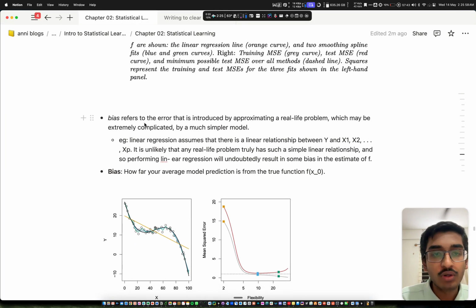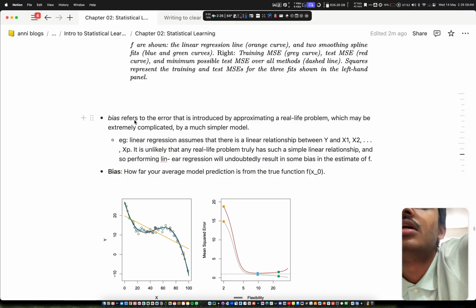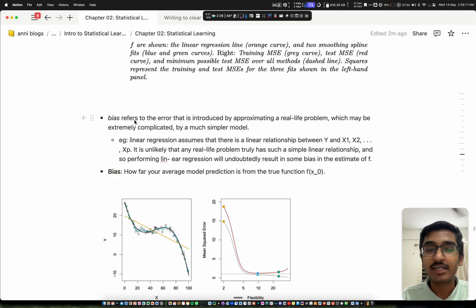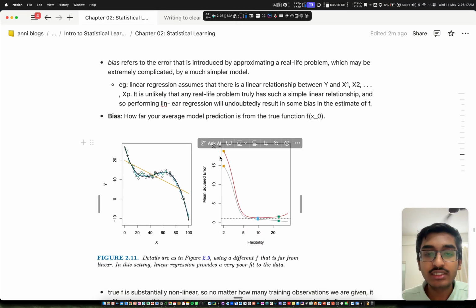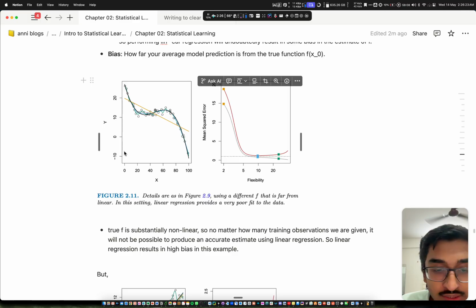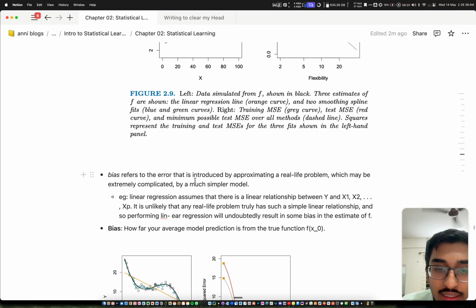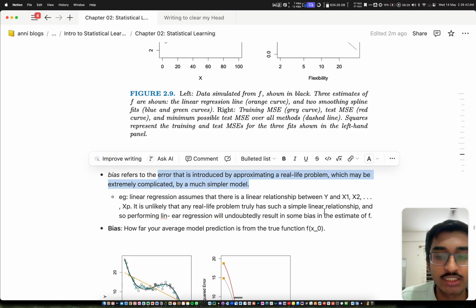So that's variance. Now, what is bias? Bias is essentially how far your average model prediction is from the true function f of x naught. So over here, less flexible methods have higher bias. As you see in this figure, linear regression is the least flexible model, and it's doing a terrible job modeling the actual function, the black function. It doesn't matter how many training observations are given, it's just not possible to produce an accurate estimate using linear regression. So it has high bias. Bias is an error that's introduced by approximating a real life problem, which may be extremely complicated, by a much simpler model, which we just talked about, right?